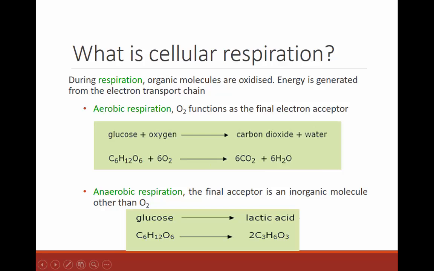But respiration itself, so cellular respiration, we know about respiration. When we breathe in, we breathe out. That's respiration. But cellular respiration is what happens in the cell itself. And so in aerobic respiration, oxygen is the final electron acceptor. So you've got glucose plus oxygen, and you've got the carbon dioxide and water being formed. With anaerobic respiration, though, you don't have oxygen, so you have another source as the final electron acceptor. Okay.